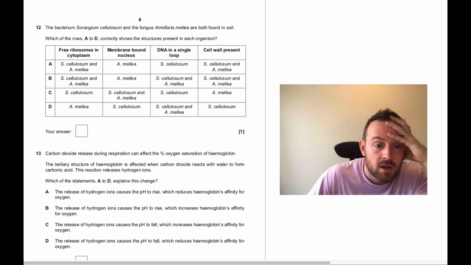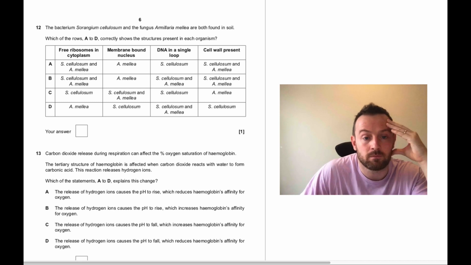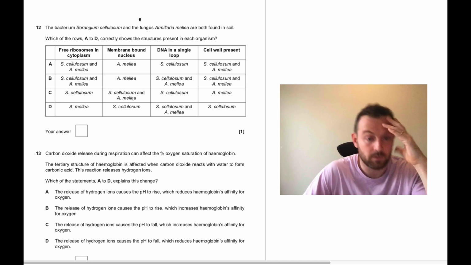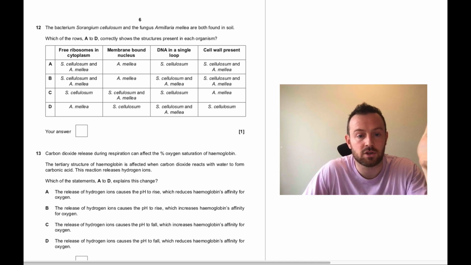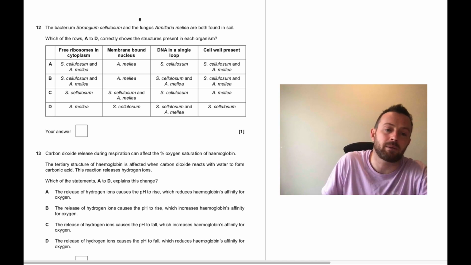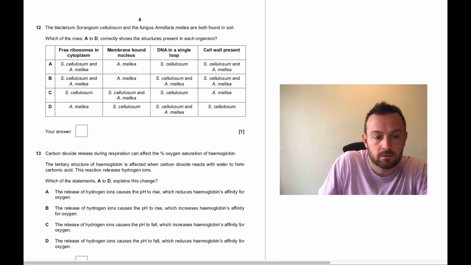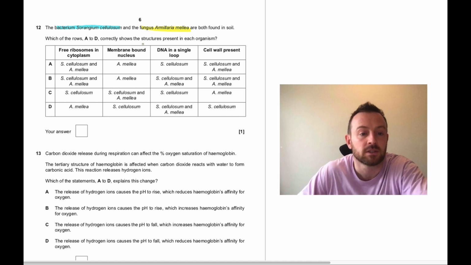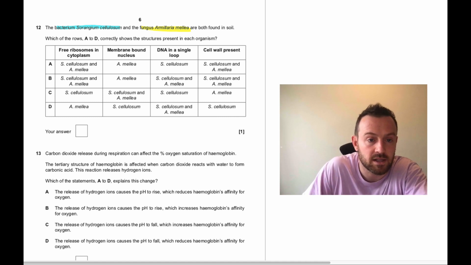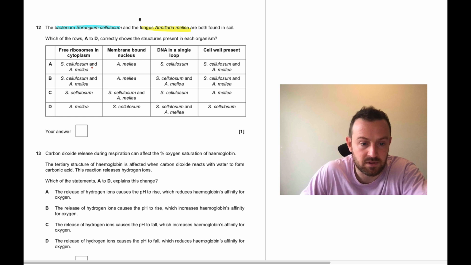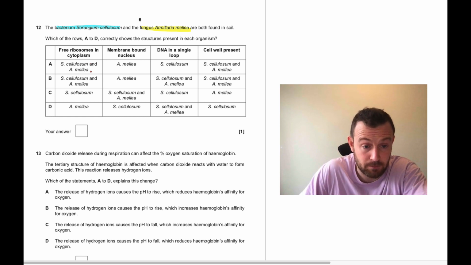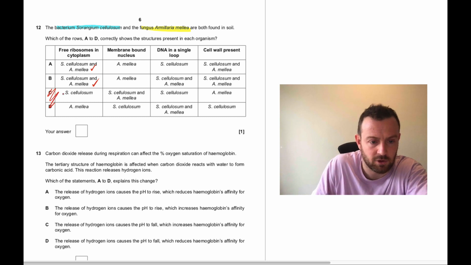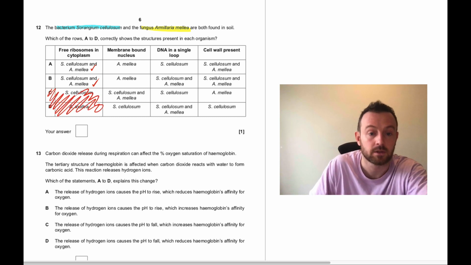Okay, the bacterium Parenchyma cellulosum and the fungus Armillaria are both found in the soil. Which of the following shows the structures present in each organism? Okay, basically we've got bacteria, and we've got a fungus. So we're just comparing those two. All right, so let's... Free ribosomes in the cytoplasm. Yes, definitely it's both, okay? Everything has a ribosome, so we can immediately cross off C and D. Great, we have to read less.